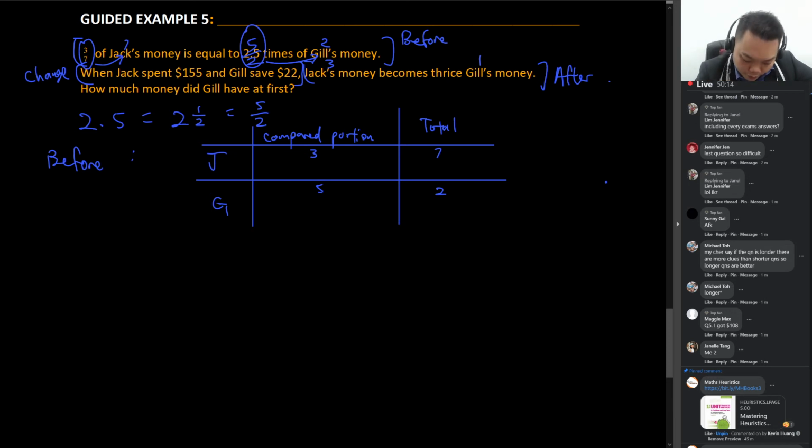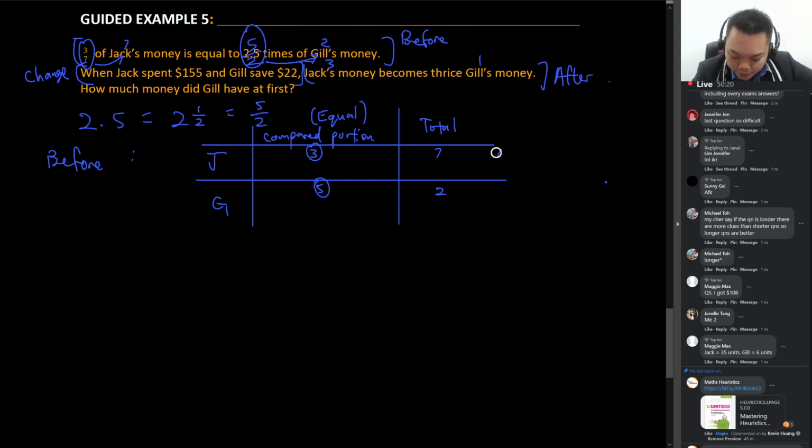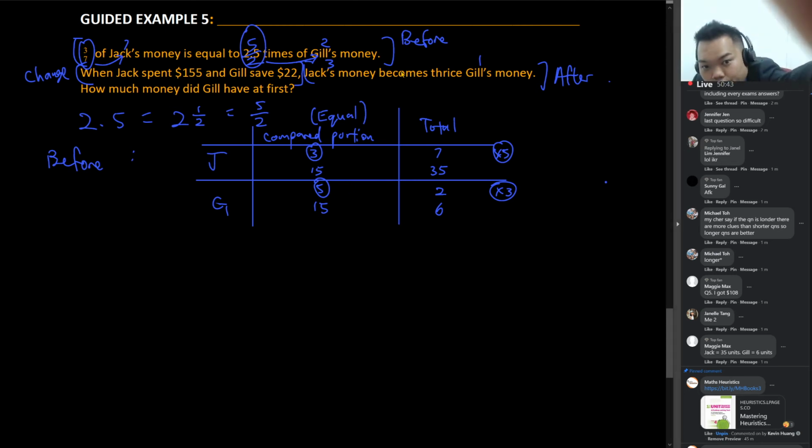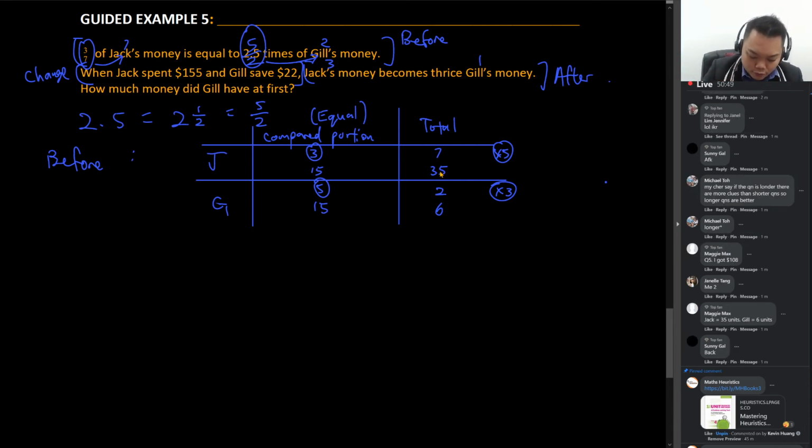Okay, so once you have this already, we say that the compared portion is equal. So we want to make them the same. Okay, so make them the same first. Between 3 and 5, lowest common multiple is going to be 15. Yes, Maggie, you're correct. So the whole moral of the story for the before statement is that Jack had 35 units while Gil had 6 units at first. Okay?